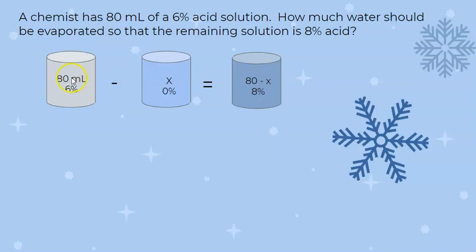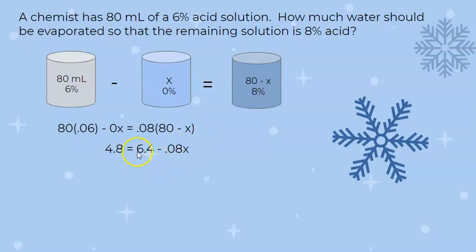Okay, so the amount, we started with 80, we took x away, and we ended with 80 minus x, and then our percentages, we went from 6% to 8% because we took some water out. Again, I'm going to multiply the amount times the percent as a decimal, so 80 times 0.06 minus 0x is 0.08 times 80 minus x. And again, when I multiply, I get 4.8. The 0x will go away. And I need to distribute over here on the right. So 0.08 times 80 will be 6.4, and 0.08 times negative x will be negative 0.08x.